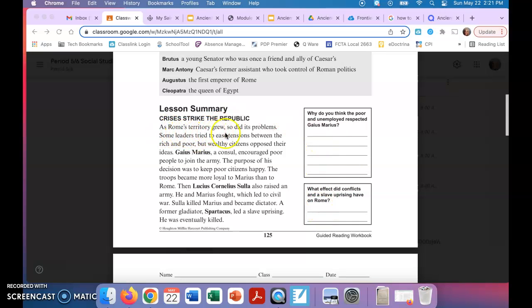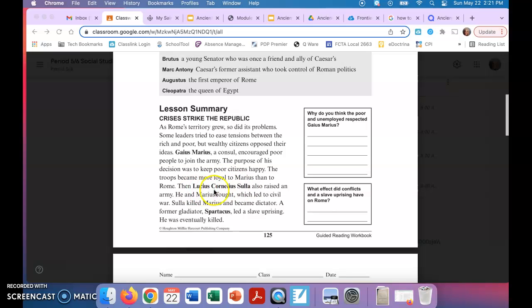As Rome's territory grew, so did its problems. Some leaders tried to ease tensions between the rich and poor, but wealthy citizens opposed their ideas. Gaius Marius, a consul, encouraged poor people to join the army. The purpose of his decision was to keep poor citizens happy. The troops became more loyal to Marius than to Rome.